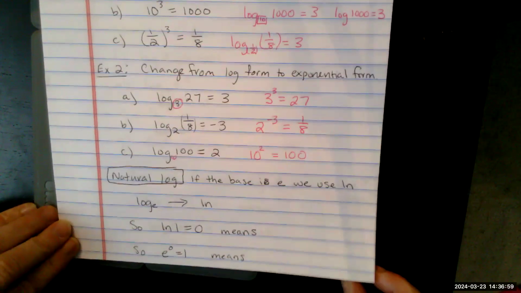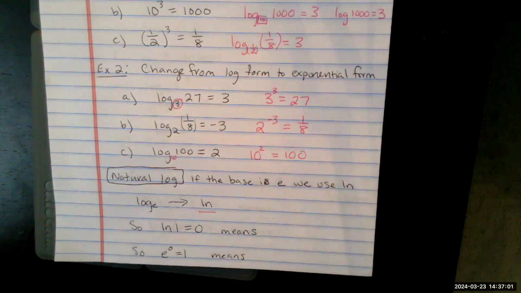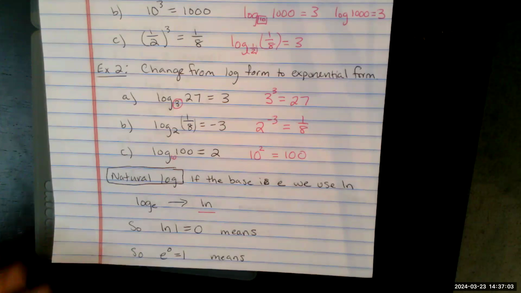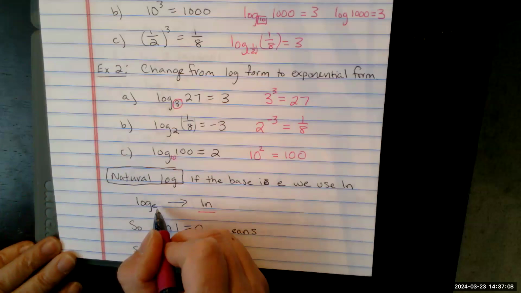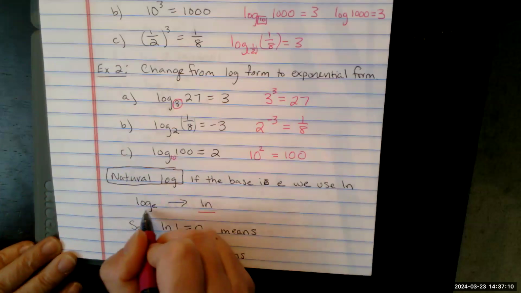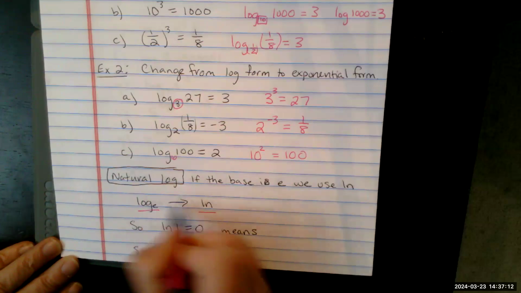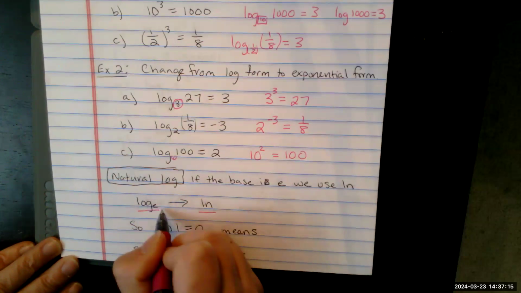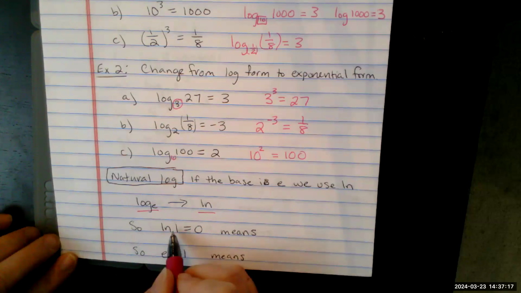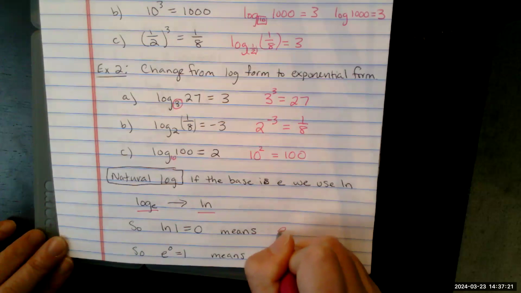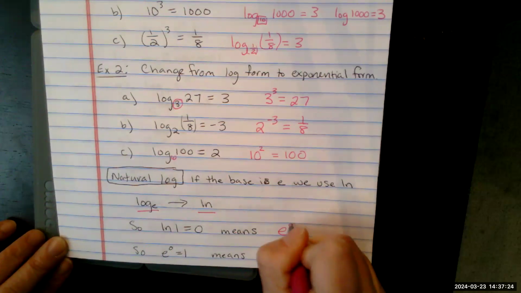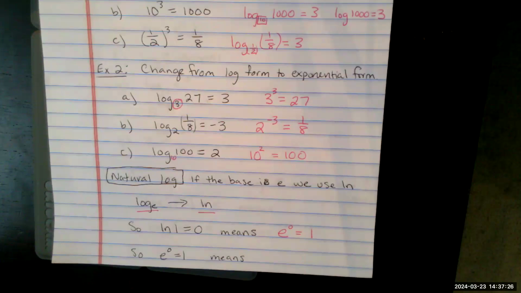So now there's a special log called ln, which is called the natural log. And all it means is the base happens to be an e. So they just gave it a special name so there wouldn't be so many letters here. So ln means log base e. So if I had something like ln 1 equaling 0 and I wanted to rewrite that, it would be e to the 0 equals 1. And we know that's true because anything to the 0 equals 1.